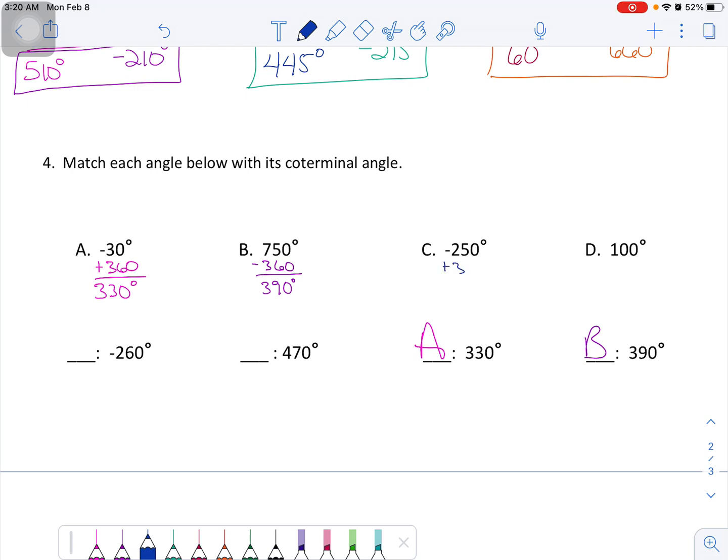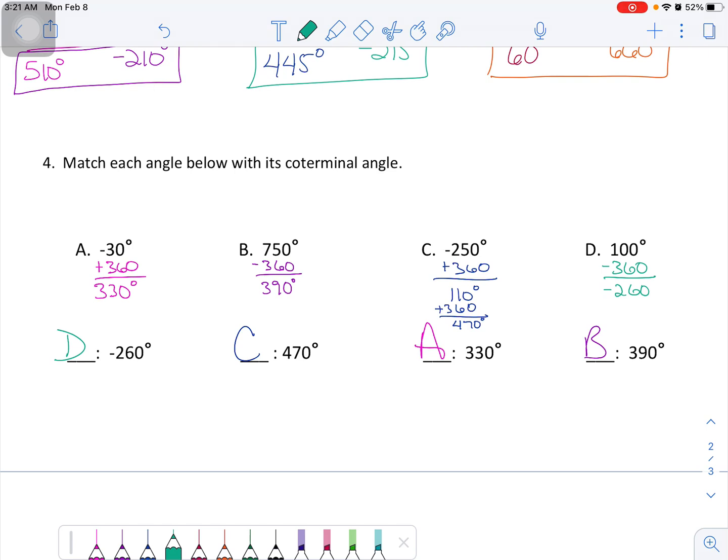B is right there. Negative 250, let me try and add 360 here. Plus 360 is 110 degrees. All right, I don't have 110, so let's see what happens if I add another 360. So plus 360, that's going to give me 470. So that's C, which of course means that answer D needs to be the negative 260, but how do we get it? Well, if I take 100 degrees and I subtract 360, that should get me negative 260 degrees.